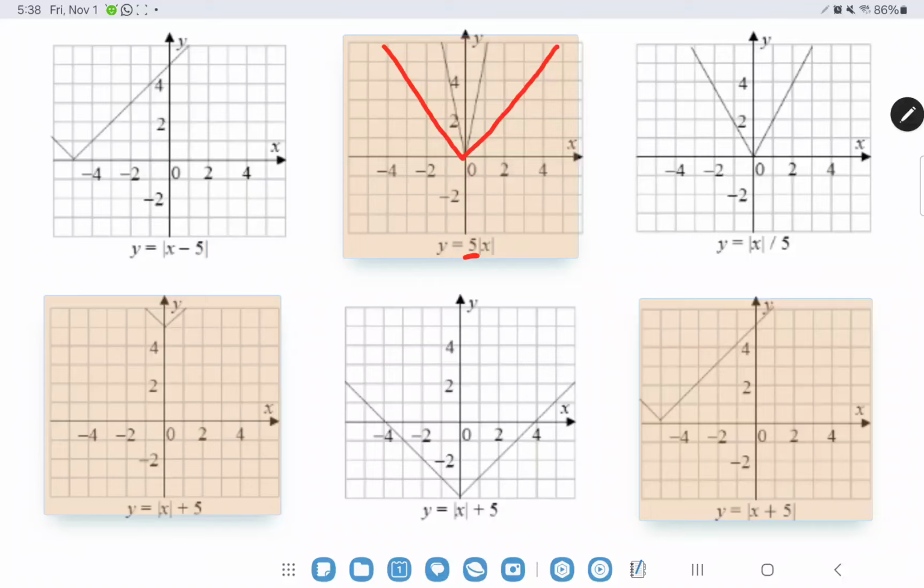So let's see. When you take a point, let's say, take one that's like, yeah, here. 1 and 5. When you have 1 in absolute values multiplied by 5, is it equal to 5? Yes, it is. So your graph is right.